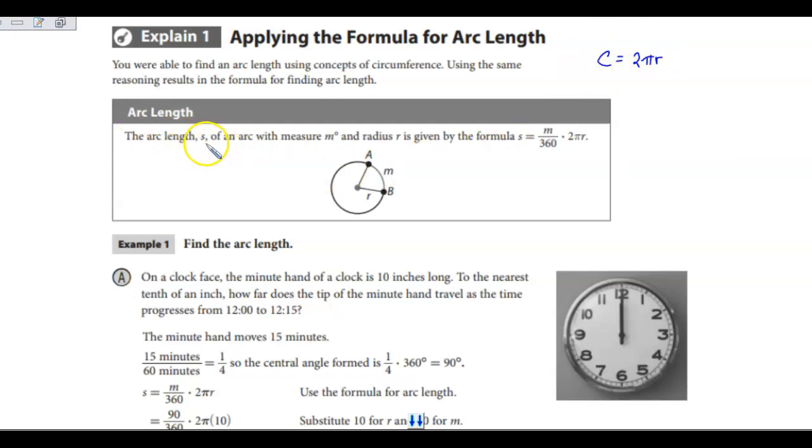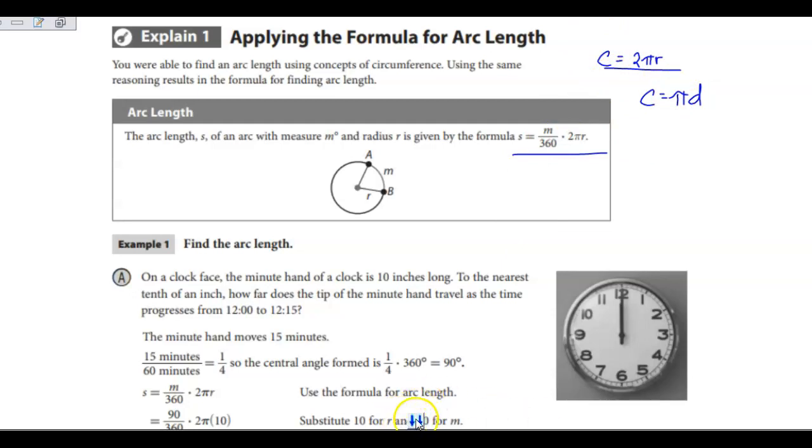The arc length, we're going to call S, of an arc with a measure of m degrees and the radius r is given by the formula: the arc length equals the degree measure over 360 times 2 pi r. And so we're going to use this formula as much as possible. We do know that circumference is also pi times diameter, but if it gets too confusing to remember which one to use, always find the radius and use this one. This one will get you there every time.